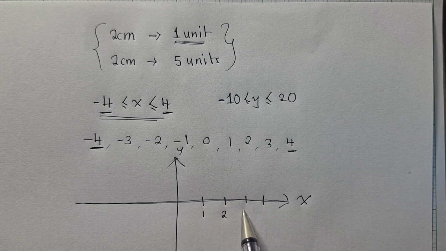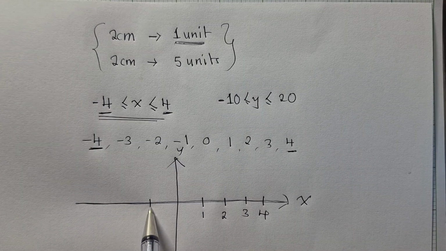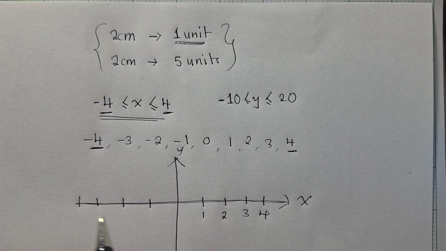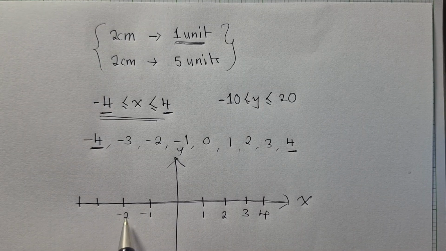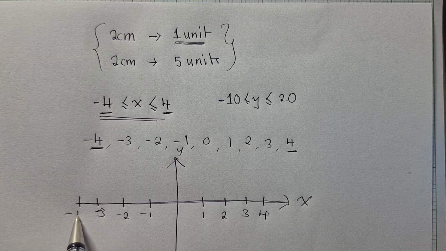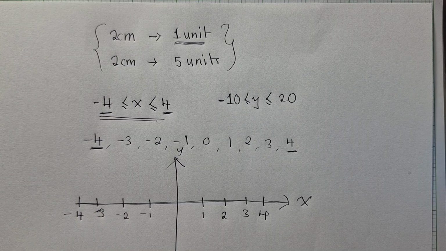So 1, 2, 3, 4. And then here, negative 1, negative 2, negative 3, negative 4. Negative 1, negative 2, negative 3, negative 4. So that's how you do the scale.